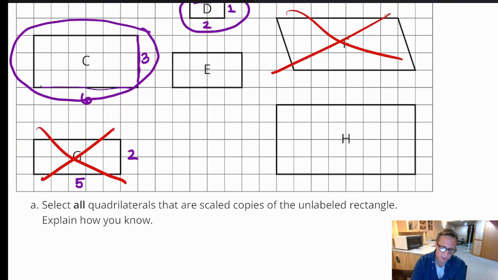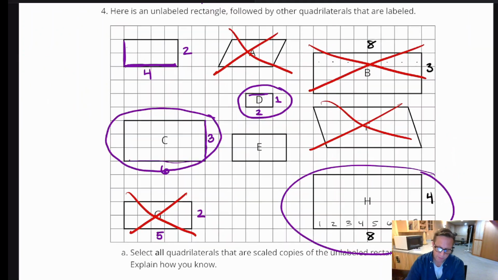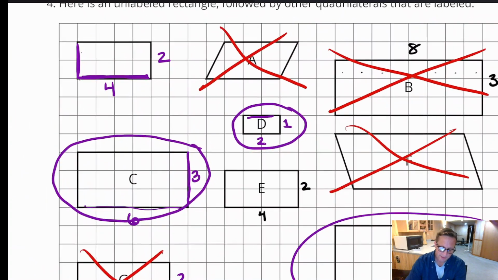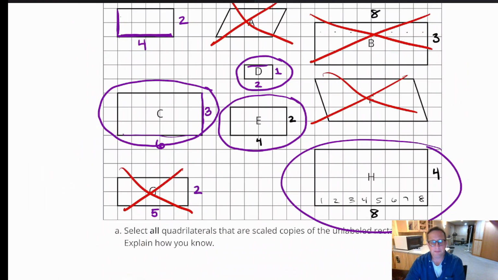And then for H, we've got 4, and if the width is 8, then that's the scale. So we got 1, 2, 3, 4, 5, 6, 7, 8, and indeed it is to scale. So there's all the rectangles that were scaled. Oh, I forgot E. For E, you've got 2, and this is 4, and that right there is the exact same rectangle. Its scale factor is 1. So it's okay to have a scale factor of 1.